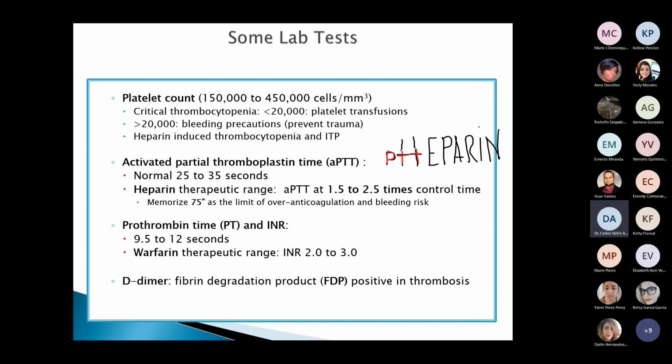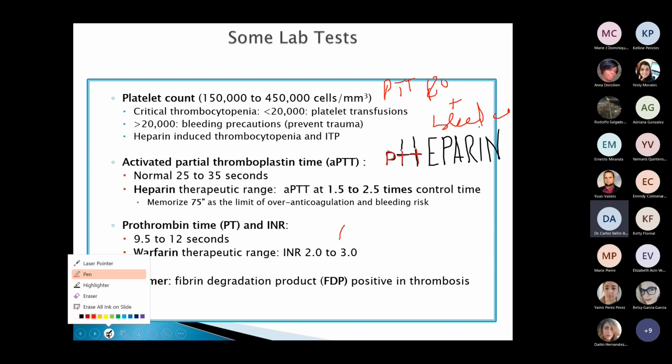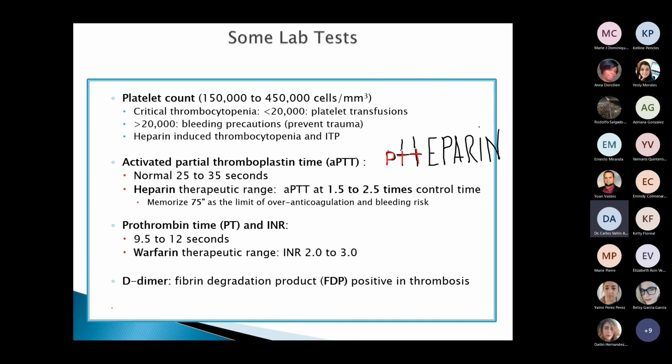You know that if the client has a PTT more than 80, and apart from that is bleeding, you know that the heparin needs to be stopped and the antidote needs to be used, which is the protamine sulfate.